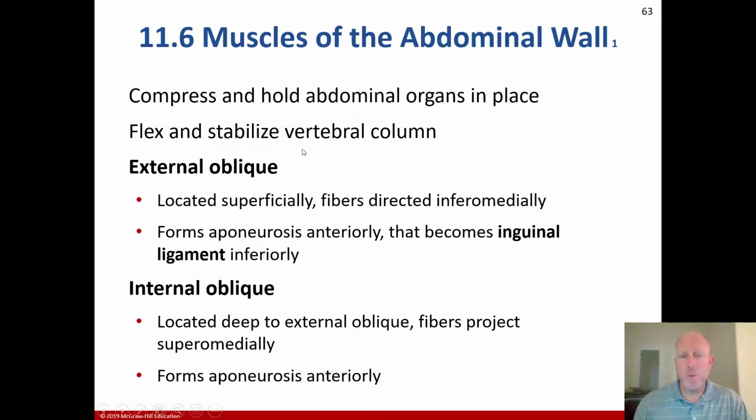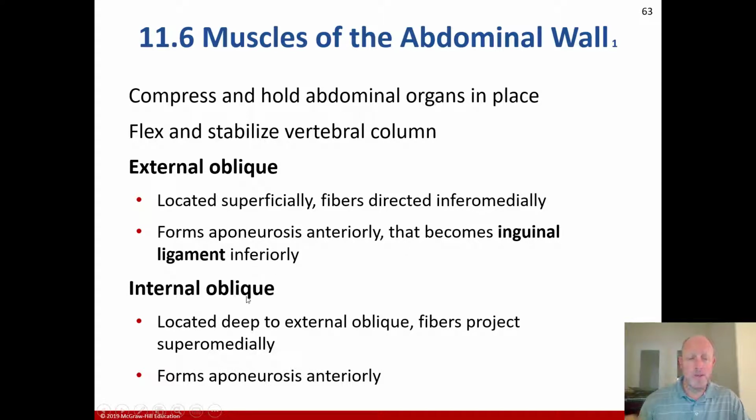For the muscles of the abdominal wall, those muscles compress and hold the abdominal organs in place. They flex and stabilize the vertebral column. The external oblique is located superficially, closer to the surface. Its fibers are directed inferior-medially. They form the aponeurosis anteriorly, and that becomes the inguinal ligament inferiorly.